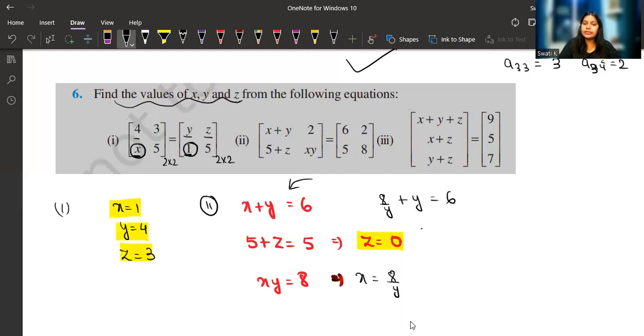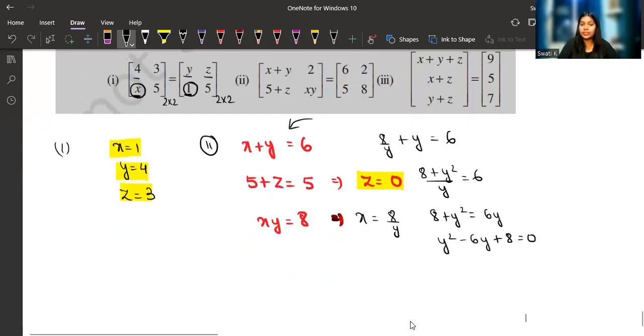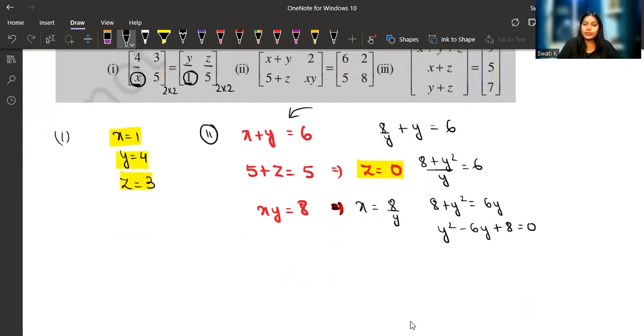Now, if you take LCM, this will become 8 plus y squared upon y equals 6. If you do cross multiplication, it will become 8 plus y squared equals 6y. And this is same as y squared minus 6y plus 8. Now, this is a quadratic equation. You know that the general form of a quadratic equation is ax squared plus bx plus c. So it is in that form only. So I am going to solve this using middle term split. So this will become minus 4y minus 2y. I'm getting minus 6y. And also I'm getting the product 8y squared. And this is here 8. Right? So plus 8 equals 0.